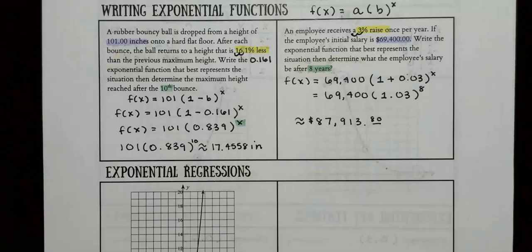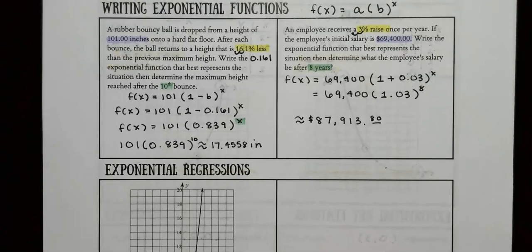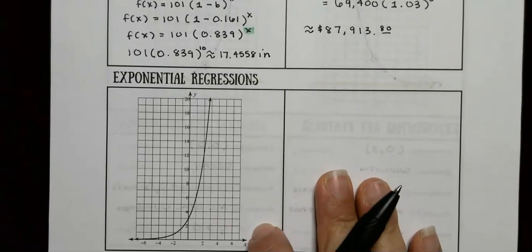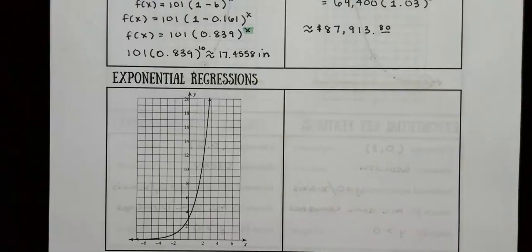Alright, so we do have one more example, but I'm going to go ahead and put it in the next video. So I hope that these two examples that we worked together have helped understand how to write an exponential function and then use that to be able to answer a real world problem. The next set we're going to look at is just one more question, and it's over exponential regressions. How do we take this graph and be able to write the equation from this graph? So I'll see you guys in the next videos.